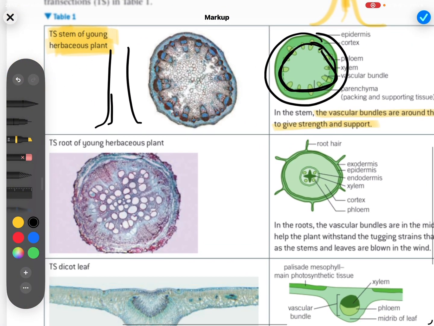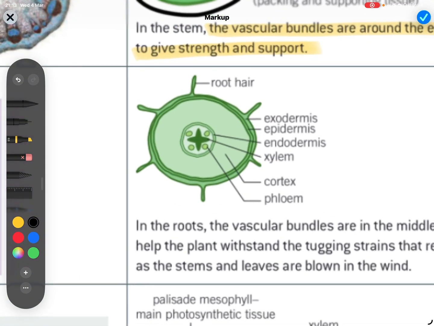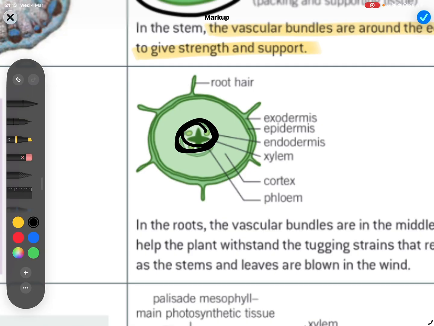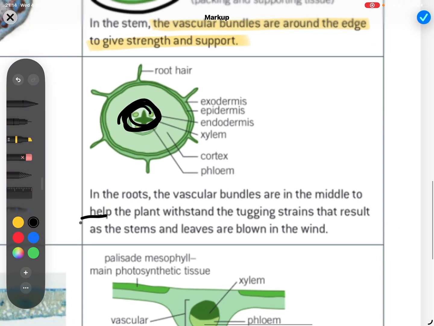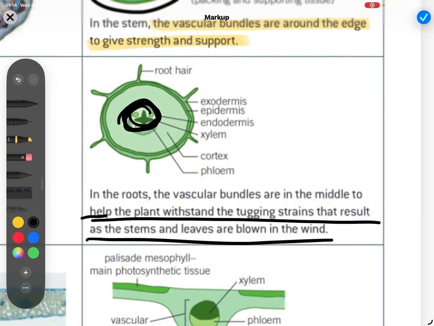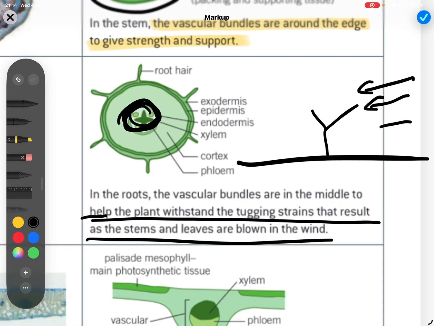Now, in the root of a young herbaceous plant, this time the root, not the stem, you'll notice that the vascular bundle is in the middle. This helps the plant withstand the tugging and strains that result as the stem and leaves are blown in the wind. Okay, we need a picture. You've got the ground here, and this little plant coming out. Then wind comes and pushes it. The roots under here have to make sure the plant doesn't just die. It needs to hold it in place.